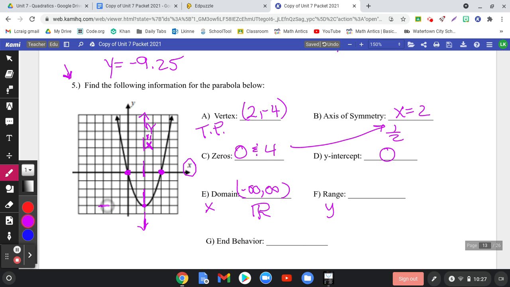Your y values drop down to negative 4. That's your minimum value. There's no max. It goes on forever that way. So all of your y's are greater than or equal to negative 4.